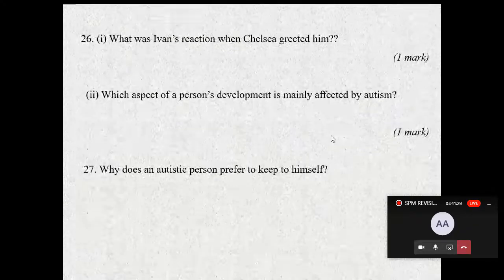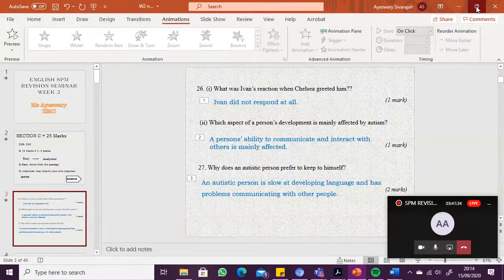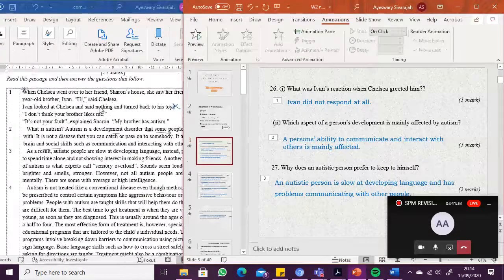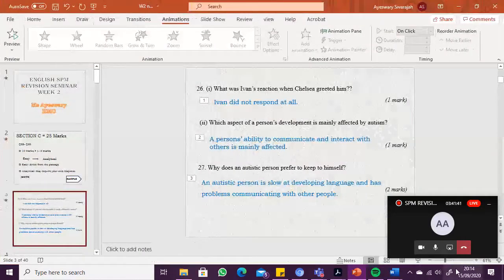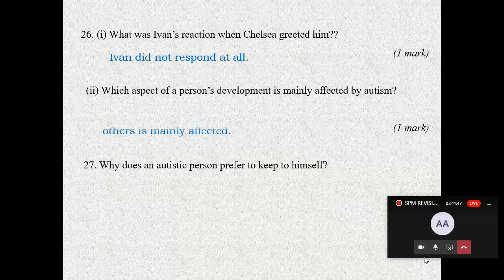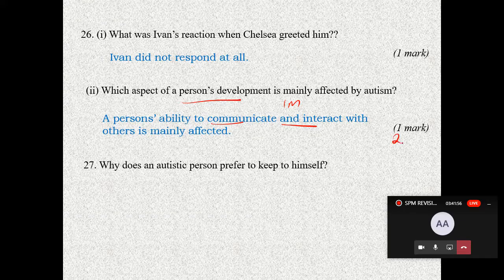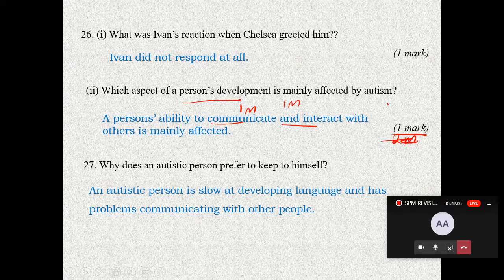So based on the passage, okay. So based on the passage, what was Ivan's reaction? All right, so based on the reading passage, Ivan's reaction, so Ivan did not respond at all, so you get 1 mark. So all this you write, even though it's 2 points here, it's just still 1 mark because it's talking about a person's development. If let's say you have 2 marks here, then you can get 1 mark here and 1 mark here. But both of this, for this section, is just 1 mark. All right. And why does an autistic person prefer to keep to himself? Is slow at developing language and has. So this is also 1 mark.